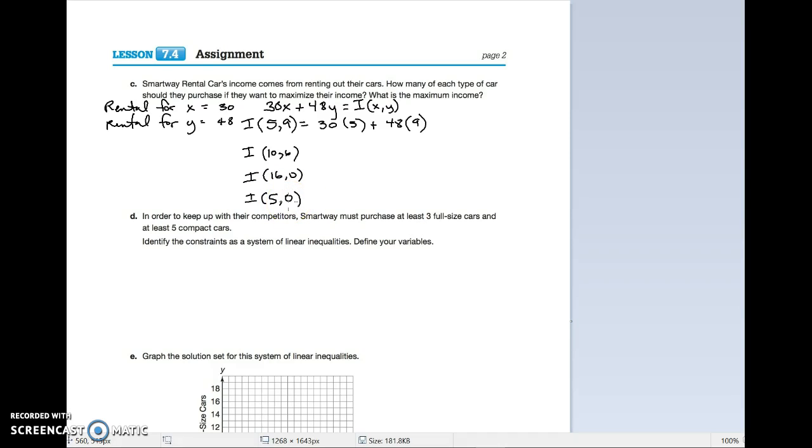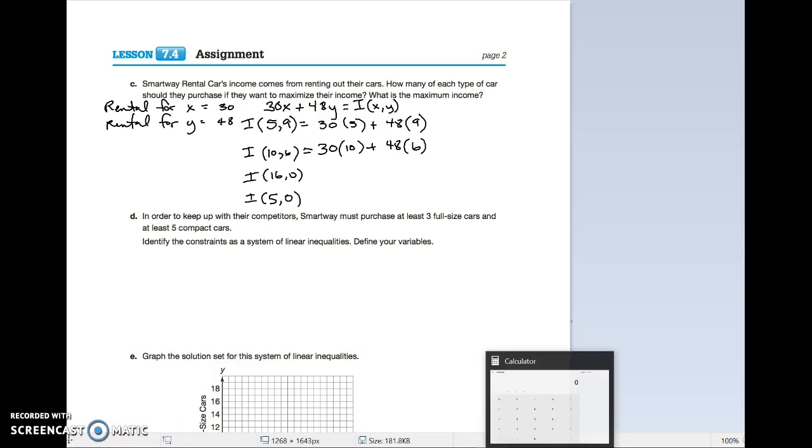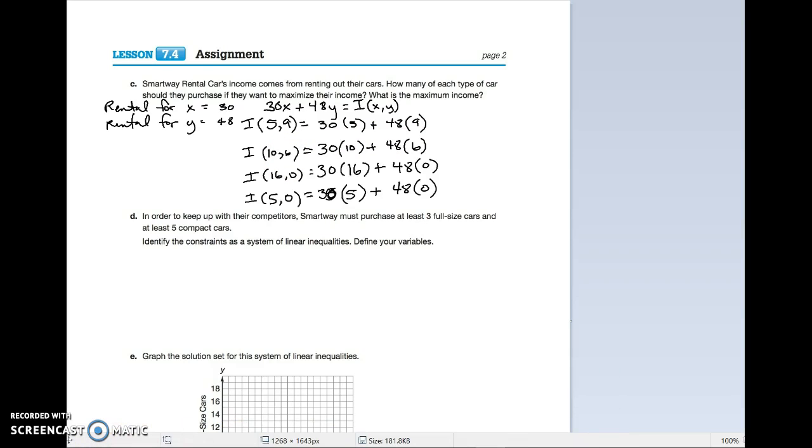So each time we're going to replace in our equation the x with the x value here, add to that the price of the full size, and we're going to replace the y with the y value. So you go ahead and finish writing those in, just like I've done right here. So I have 4 equations, and now we just need to figure out what they are.